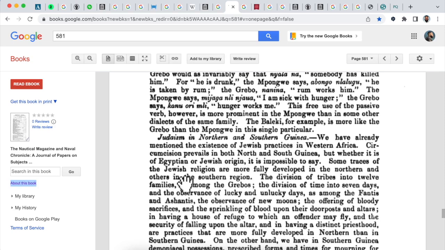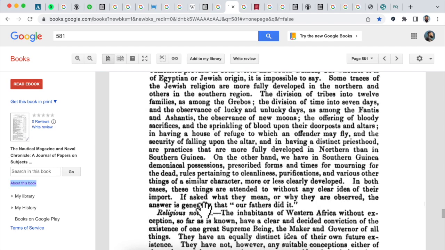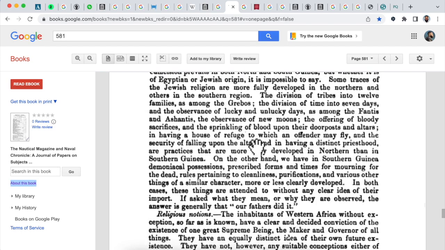Some traces of the Jewish religion are more fully developed in the northern and others in the southern region. The division of tribes into 12 families, as among the Grebos, the division of time into 7 days, and the observance of lucky and unlucky days, as among the Fantis and Ashantis, the observance of new moons, the offering of bloody sacrifices, and the sprinkling of blood upon their doorposts and altars. In having a house of refuge to which an offender may fly. All of this can be read in the Bible. These are all customs and practices of the ancient Israelites.